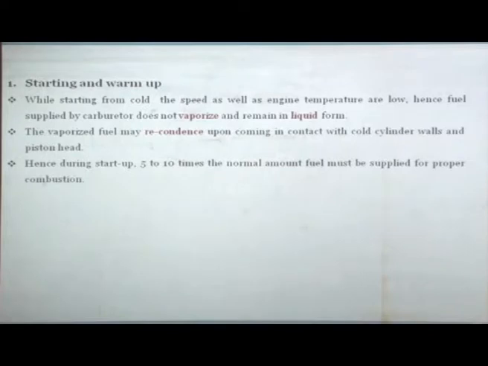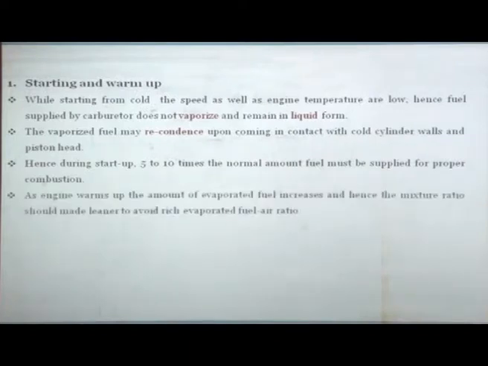So, when you are starting the engine, the engine is nothing but a carbon monoxide and hydrocarbon producing machine. So, when somebody is starting the engine from cold, always avoid inhaling the vapors. Always. Never be behind a car which is being started or a scooter which is being started.